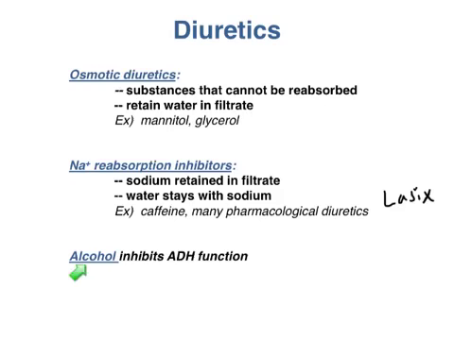Alcohol is also a diuretic, but alcohol acts in kind of a unique way. Alcohol actually inhibits the function of antidiuretic hormone. So if you are out on the town, you have a couple too many beers, it's not just the fluid intake that makes you have to urinate, it's actually the alcohol inhibiting ADH.